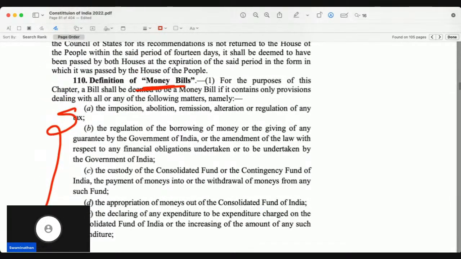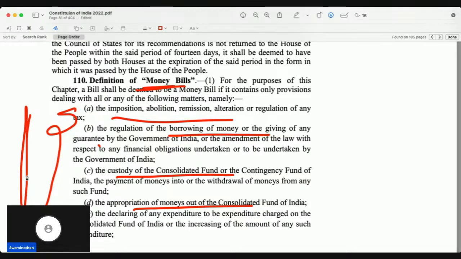So any of the six items mentioned under Article 110, for example, imposition of taxes, borrowing of money, giving the guarantee by the government of India, custody of the Consolidated Fund, appropriation of money out of the Consolidated Fund. If there is any bill which is seeking to do any of these changes, it will be called a money bill. But only those things which are mentioned under Article 110.